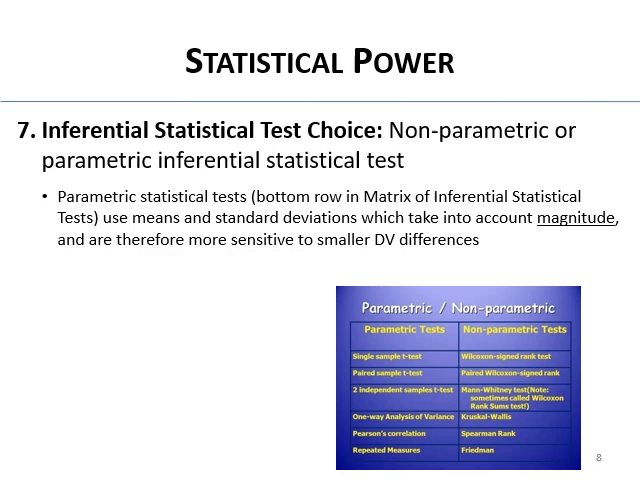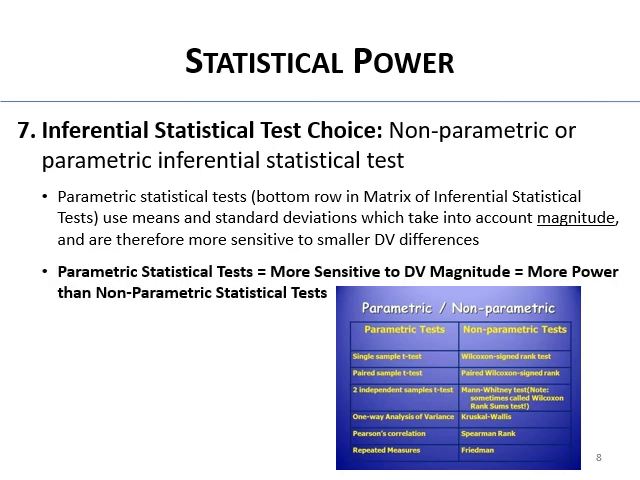So parametric tests, that is the bottom row of the matrix of inferential statistical tests, use means and standard deviations, which take into account the magnitude, remember that from back in scales of measurement, and therefore they're more sensitive to smaller DV differences. They give you more power. So parametric statistical tests are more sensitive to DV magnitude, and therefore they're more powerful than non-parametric statistical tests.